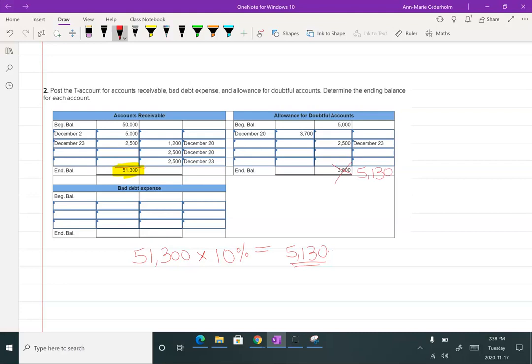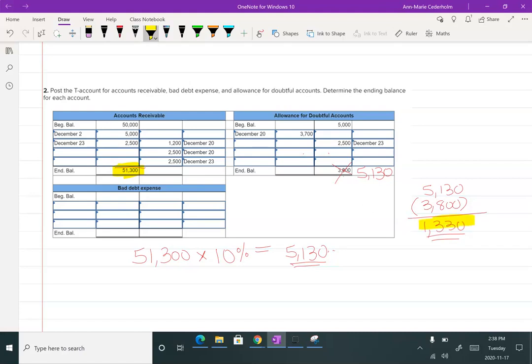So this isn't the journal entry. So then what we have to do is figure out, okay, what in this account do we either have to debit or credit to bring it from 3,800 to 5,130. So let's just take the difference. So 5,130 and 3,800 will give me, just put it in my calculator, it gives me a difference of 1,330.